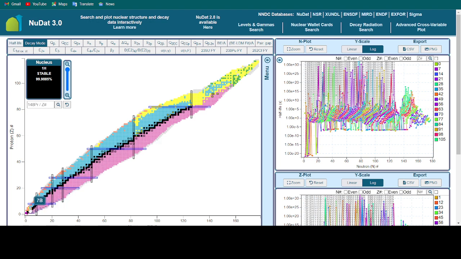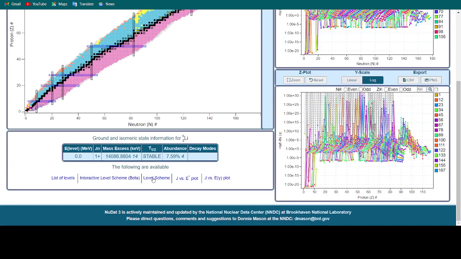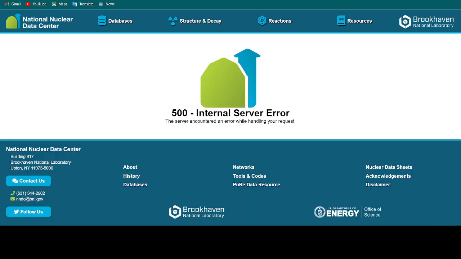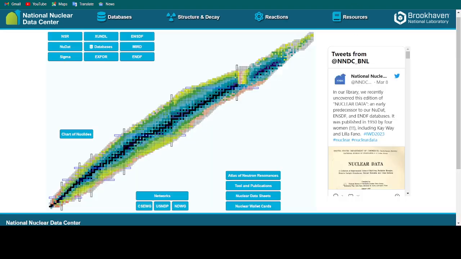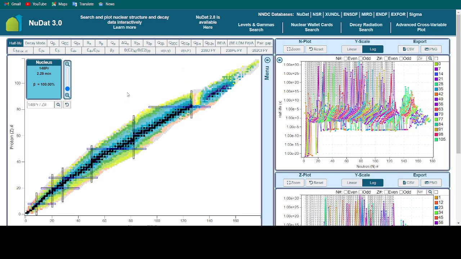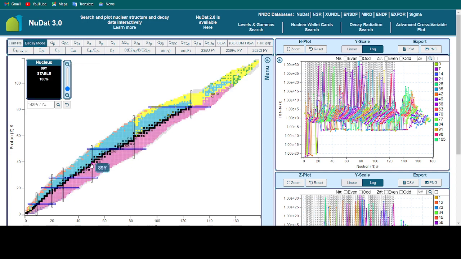Again, let me go to lithium, suppose lithium, and in the decay mode, if you get that list of levels and level scheme, then you will get something else again. I don't know, it is showing an error at this moment, maybe because of not good internet. But yes, you can check by yourself.